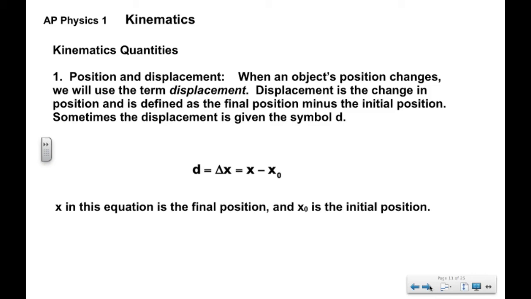When an object's position changes, we use the term displacement. It's defined as the change in position and is defined as the final position minus the initial position. Sometimes displacement is given the symbol lowercase d. You can see here in the formula, d equals delta x, or the change in x. x in this formula is the final position, x sub 0 or x naught is the initial position.